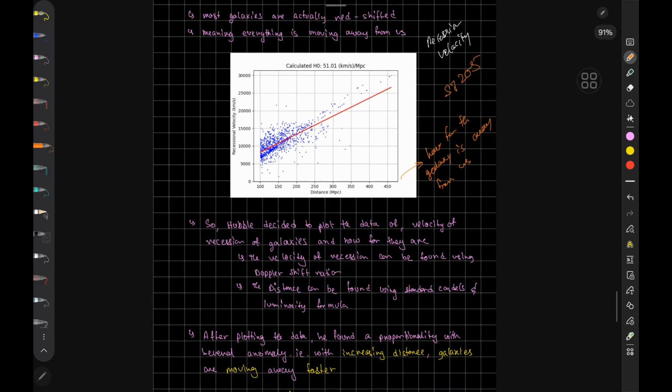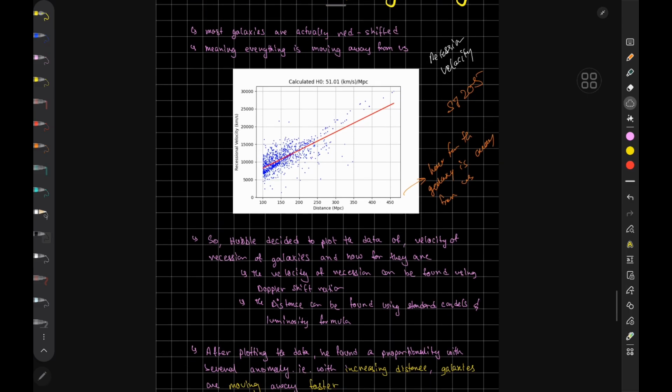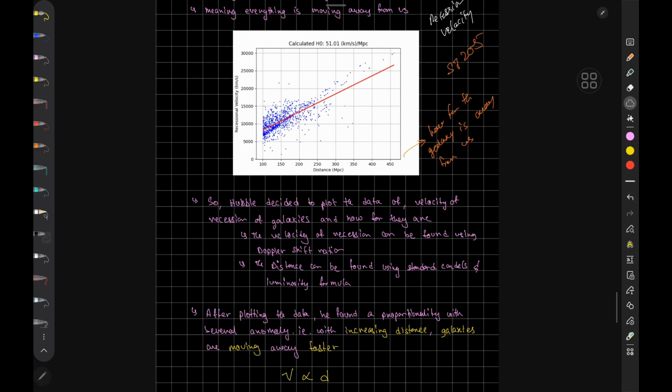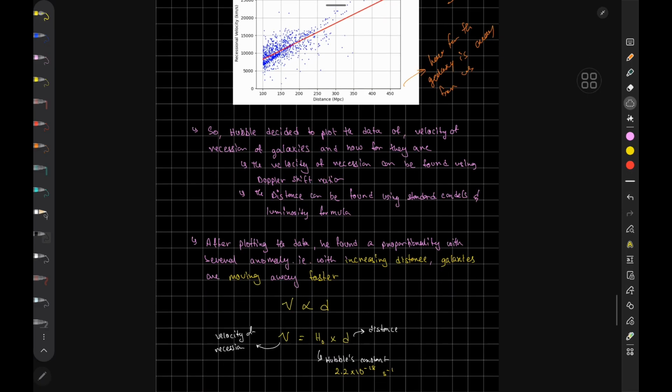So Hubble decided to plot the data of the velocity of recession of a galaxy against how far away it is. The velocity of recession we found out using the Doppler shift formula. So we know the change in lambda and the source's normal lambda, equated to v by c. c I know, and v I find out. And the distance can be found out using standard candles and the luminosity formula. So all of these are sorted. We get to do both of these.